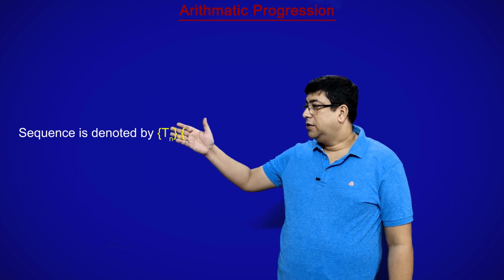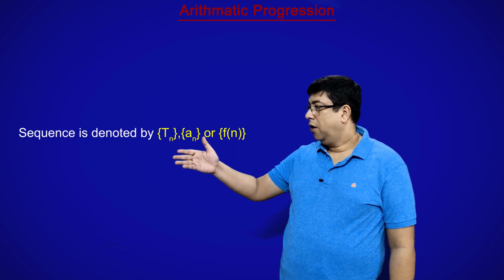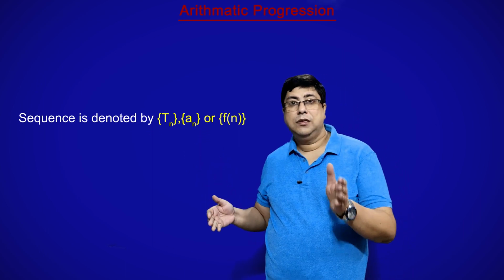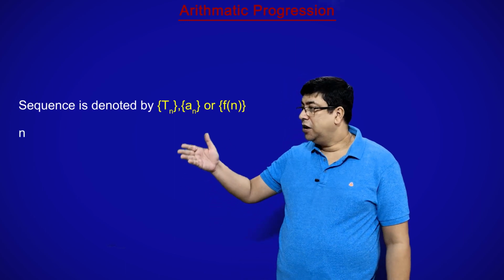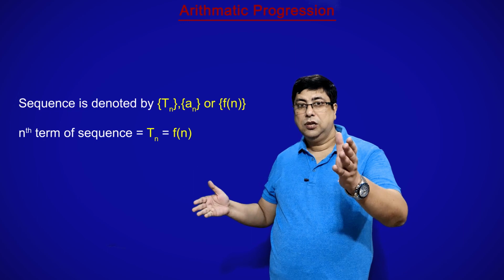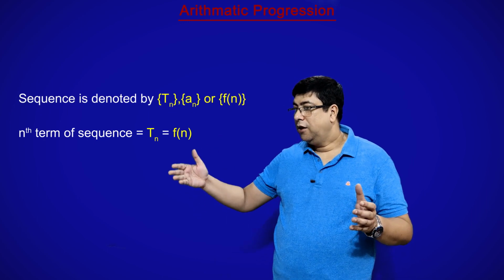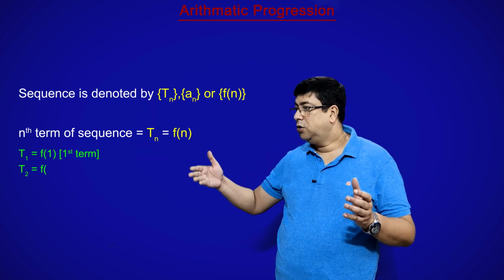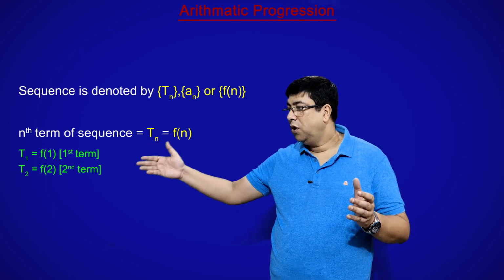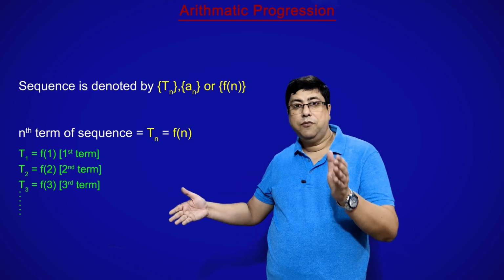So a sequence is denoted by curly brackets, {Tn}, {An} or {Fn}. Here Fn is nothing but the notation of the function, and Tn is the general term of the sequence. Just see one thing: if we put n equal to 1, that is the first term, f of 1. If we put n equal to 2, the second term, f of 2. If we put n equal to 3, the third term, f of 3. In this way, we'll get the full sequence.